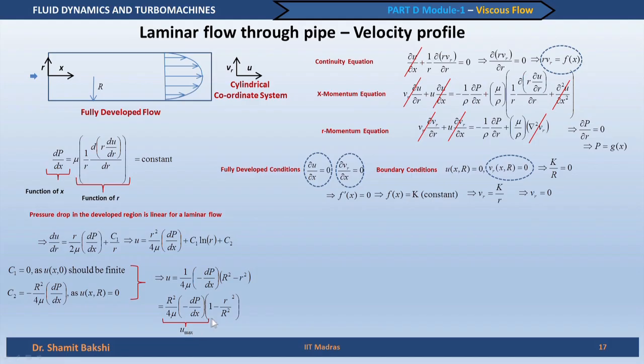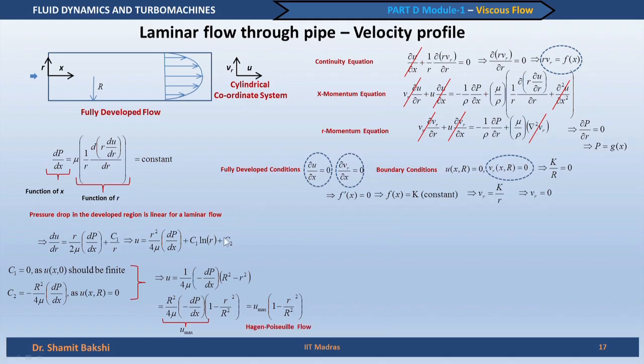So basically you can represent this velocity now as u equals u max into 1 minus r square by capital R square, and we have got, through this analysis, a magnitude of this u max. This is very useful, and it will be useful in the estimation of the pipe pressure loss due to friction in the developed region of the pipe.